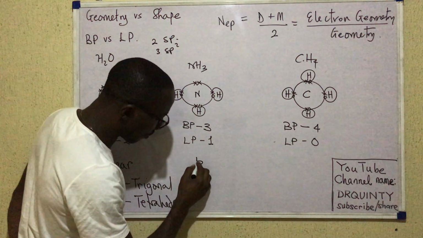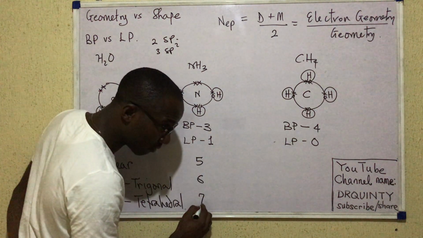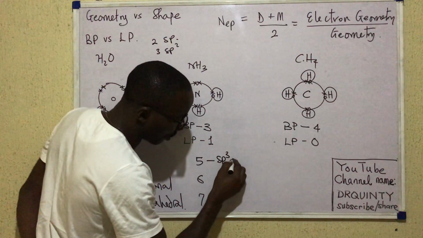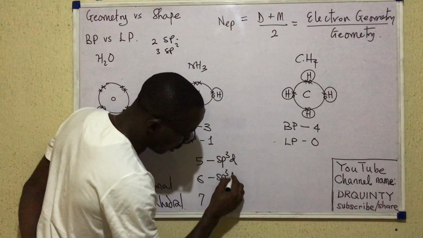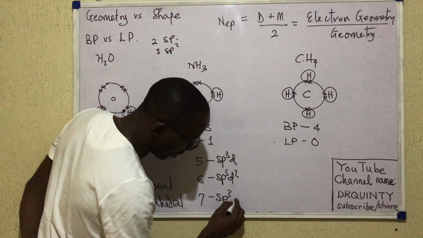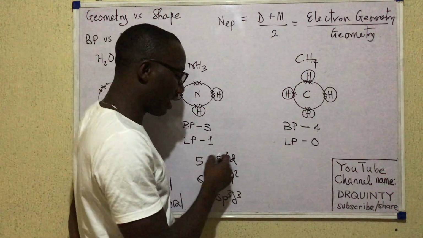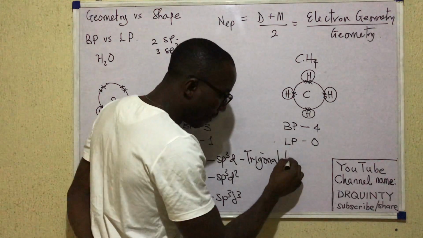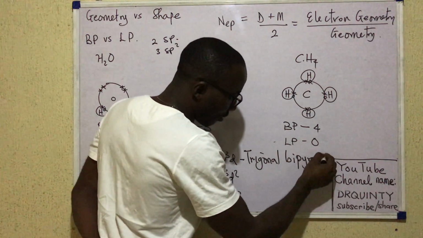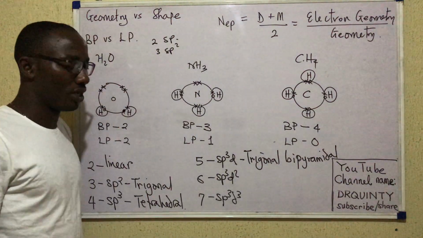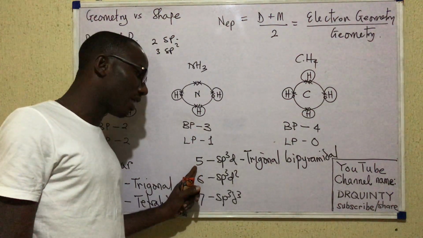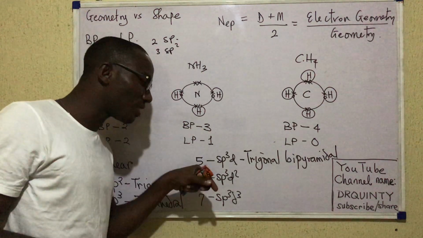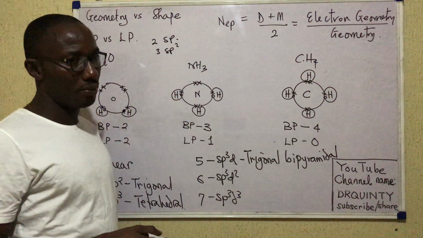Then when I get a result of 5, 6, or 7, the types of hybridization are sp3d, sp3d2, and then sp3d3. The geometry for the 5 case is trigonal bipyramidal. That's the geometry for a compound that has 5 electron pairs and whose central atom is sp3d hybridized.